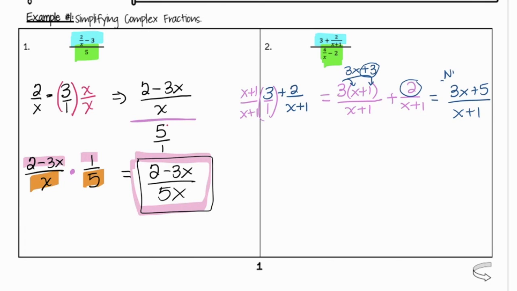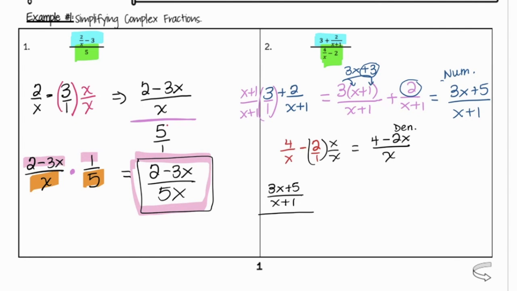This is my numerator. Now I'm going to do the same thing for my denominator. For my denominator, I have a 4 over x minus 2. I want like denominators. So this 2 is going to get multiplied by x, giving me 4 minus 2x over x. So this is my denominator. So here is my new fraction. 3x plus 5 over x plus 1, all divided by 4 minus 2x over x.